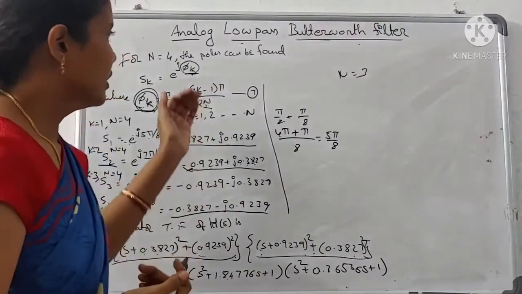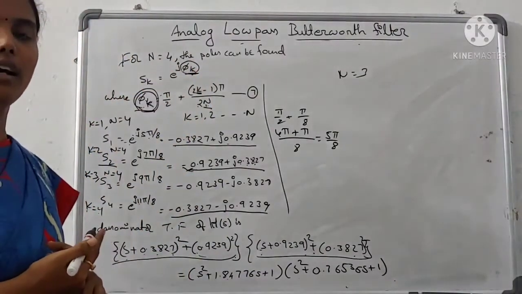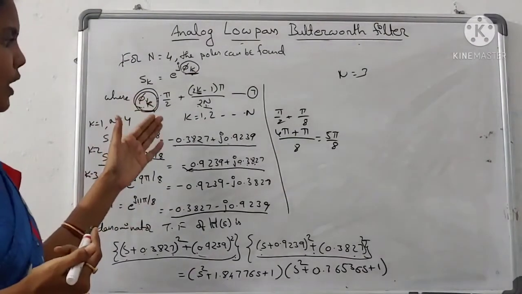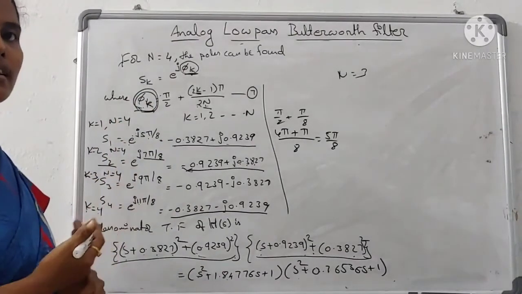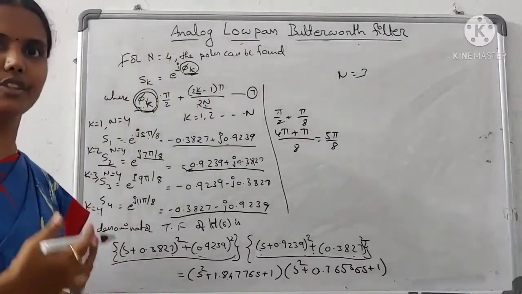Next lecture we have to see how to find out the order of the filter. Here we took the order and found out the denominator transfer function. Next, we will see in the next lecture how to find out the order by taking some specifications. Okay.